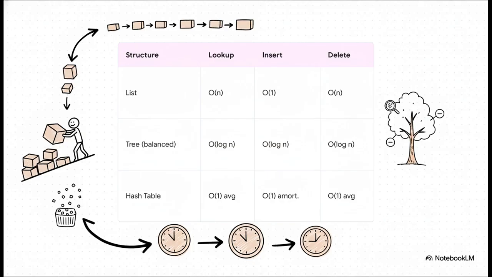Just look at that bottom row for the hash table. Lookup, insert, and delete are all O(1) on average. That 1 means constant time. It means it doesn't matter if your dictionary has 10 items or 10 million items, the time it takes to find something is roughly the same. Now compare that to a list's O(n), where operations get slower and slower the bigger the list gets. It's not even a fair fight.